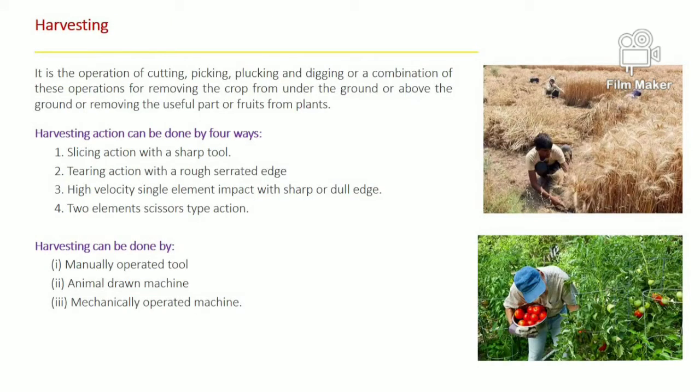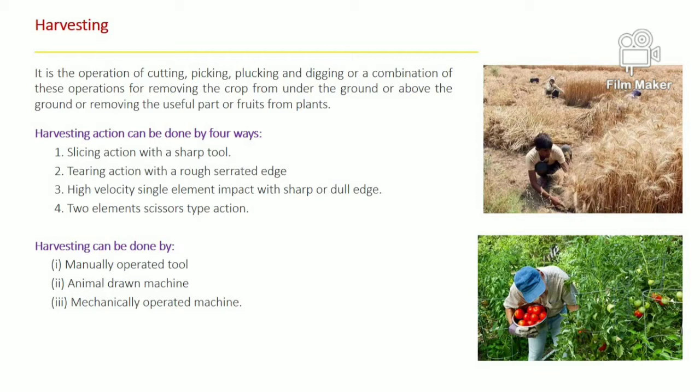So what is meant by harvesting? It is the operation of cutting, picking, plucking and digging, or a combination of these operations for removing the crop from under the ground or above the ground, or removing the useful part of fruits from plants. Harvesting action can be done in 4 ways.